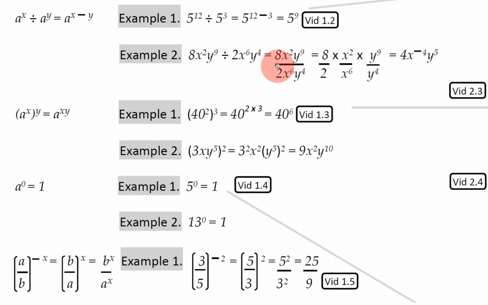So basically I divide the numbers together, divide the x's together, and divide the y's together, and then it becomes really easy, because 8 divided by 2 is 4. X to the power 2 divided by x to the power 6, well, you just have to do 2 take away 6, because you take away the powers. So 2 take away 6 is minus 4, so you get x to the power minus 4, and y to the power 9 divided by y to the power 4 is y to the power 9 minus 4, which is 5, so y to the power 5. So basically that's the answer, 4x to the power minus 4, y to the power 5, the answer to this stuff divided.